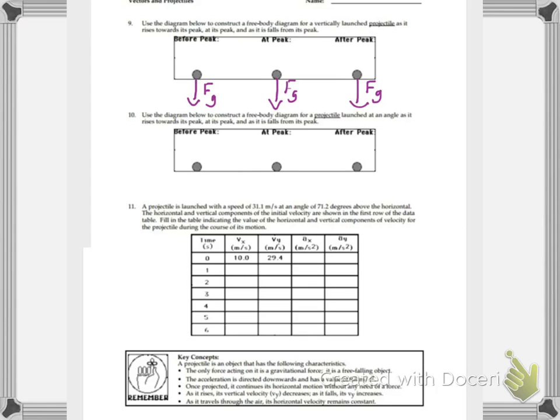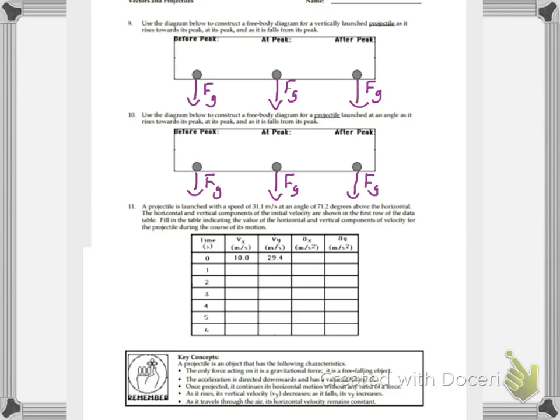And when it's launched at an angle, that does not matter. An angle does not impact the forces present when it becomes a projectile, because a projectile means that it is in free fall motion, and that free fall motion means that the only force acting on it is the force due to gravity.